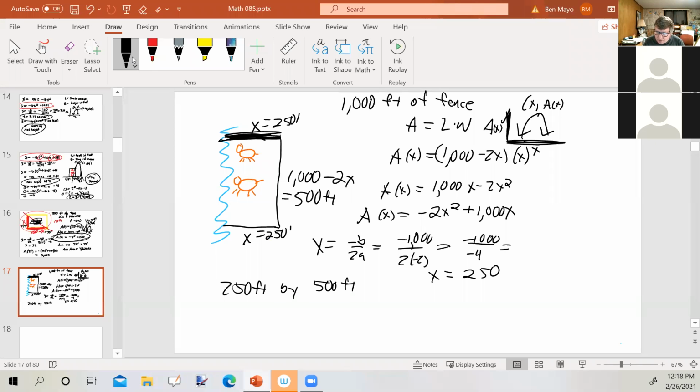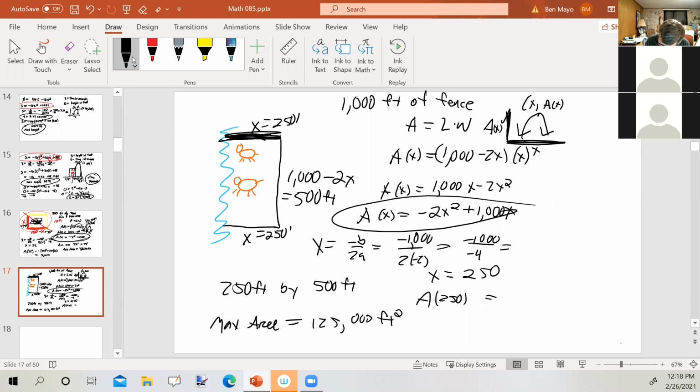Now, to find the maximum area, again, we could do two different things. So maximum area, it would be 250 times 500, which would be 125,000 square feet. Or we could find A of 250 and plug it in here, and we would also get 125,000 square feet.